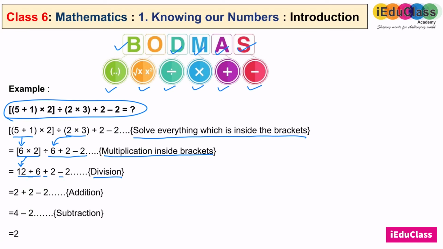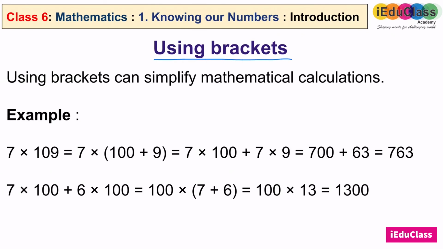12 divided by 6, answer is 2. There are 2 processes remaining, plus and minus, so we'll do addition first. 2 plus 2, 4. And last process, 4 minus 2, 2. You can see subtraction, addition, division, multiplication and brackets. Using brackets can simplify mathematical calculation.